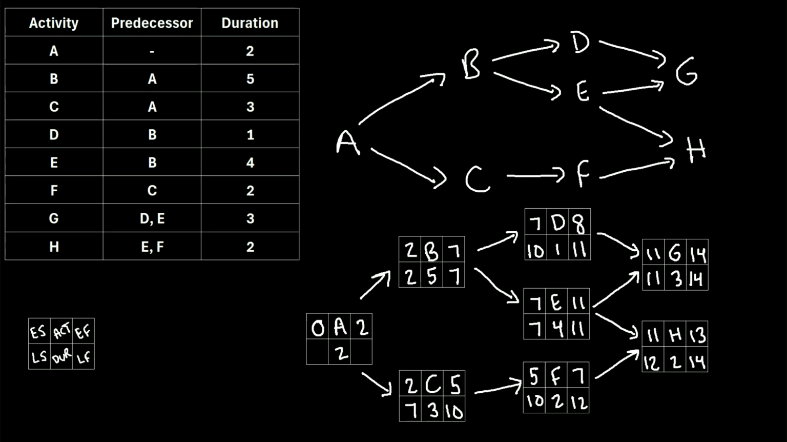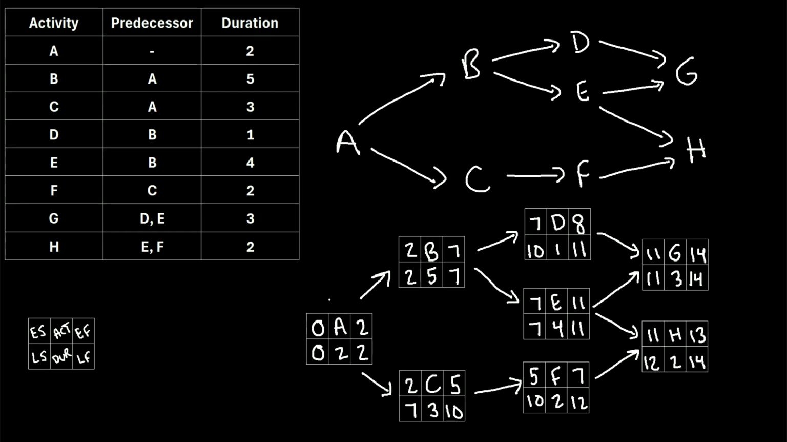And lastly, for activity A, should we take the late start of 2 or the late start of 7 to put into this late finish position? Well, again, always take the smaller of the two values. So we'll choose the 2. So we'll put a 2 right here. And lastly, we do 2 minus 2, which is 0 for late start for activity A. So that completes our backward pass.